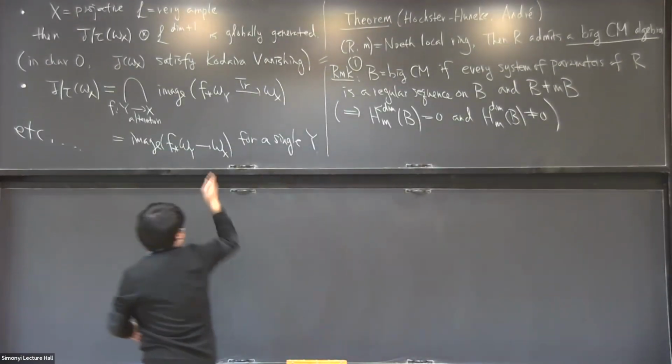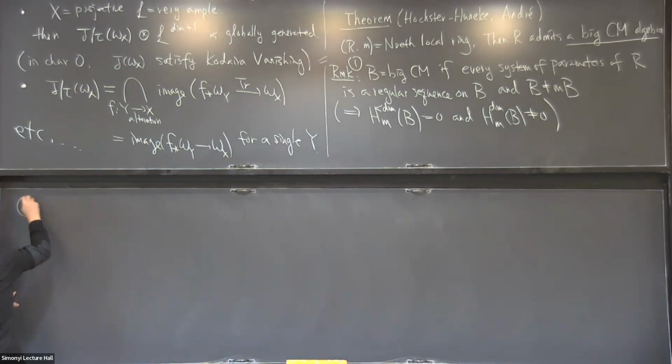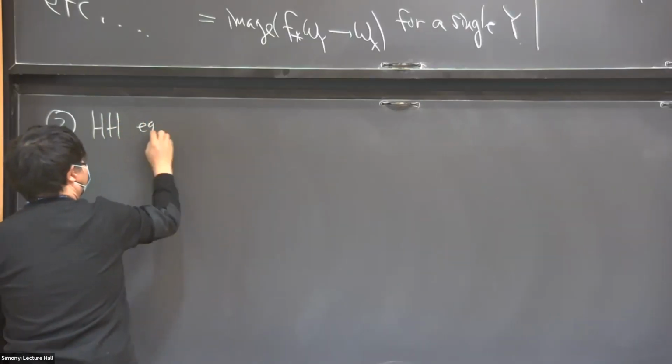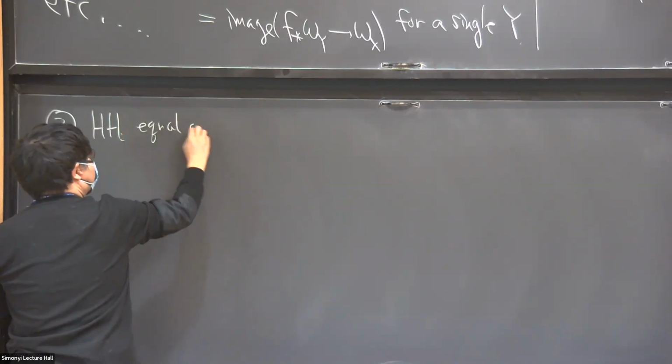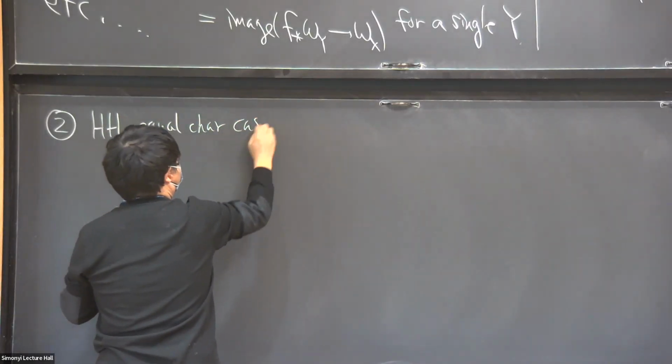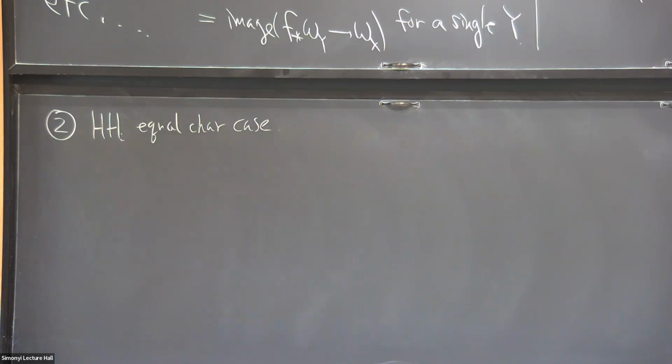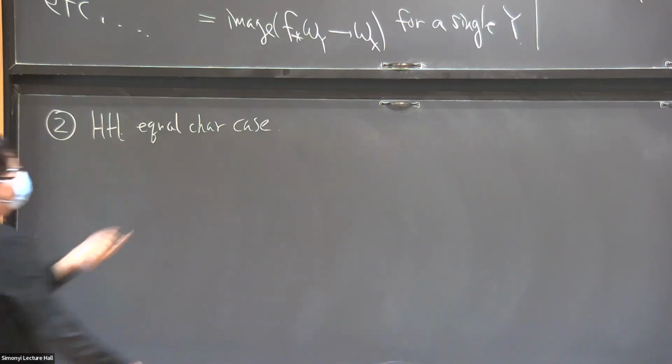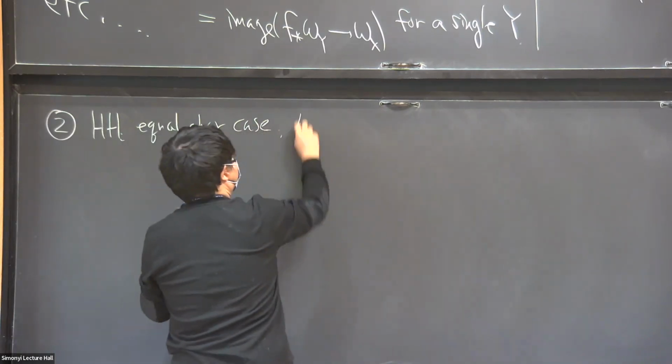Okay, so Hochster-Huneke did the equal characteristic case. This is back in the early 1990s, I think. And André did the mixed characteristic case.